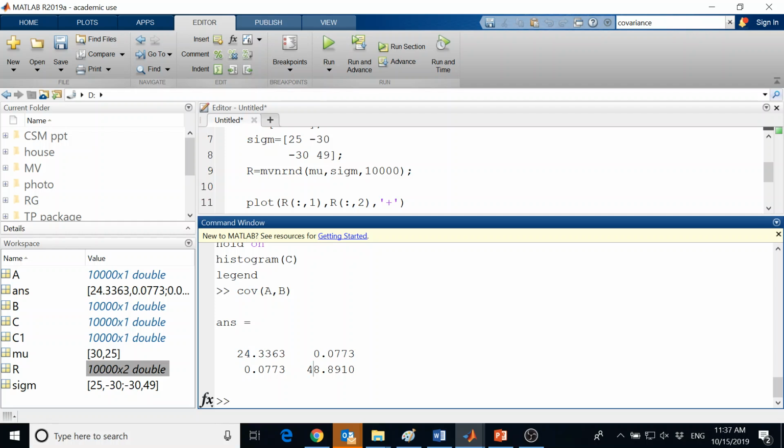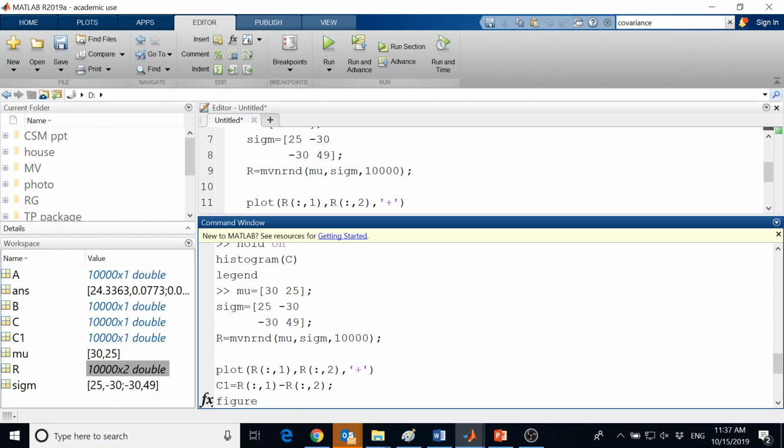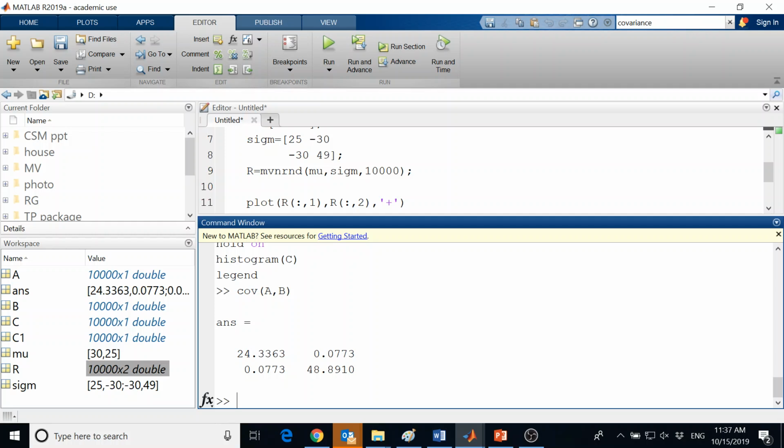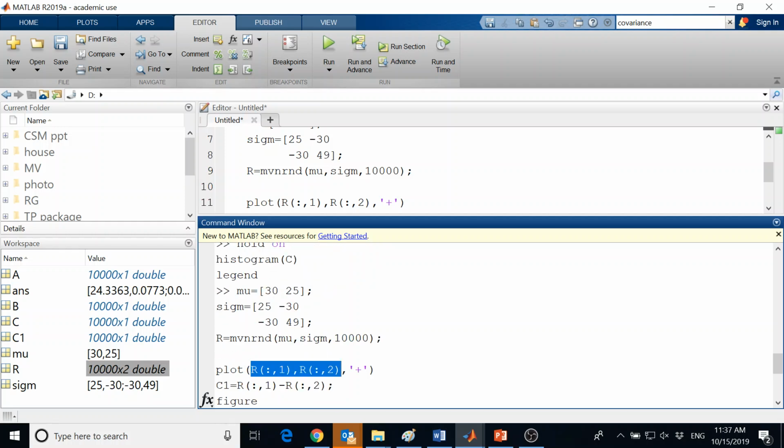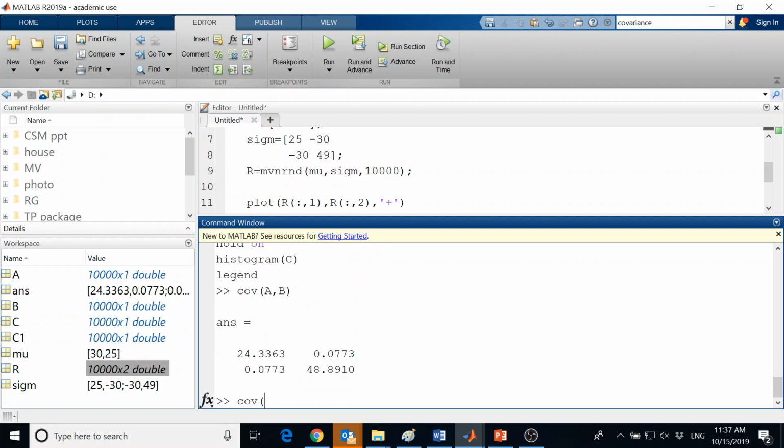It's this, which is pretty close to what we have, 25 and 49. You're like, oh, they're not the same. Yes, this is calculated from data, and this is almost zero. But if you do covariance of R1 and R2, I generated them with negative 30 here, so we should get something pretty close. Yeah, almost that. This is how you do covariance in Matlab if you have data.